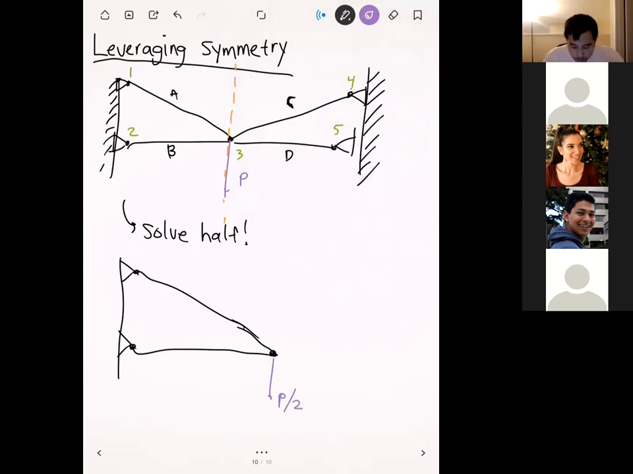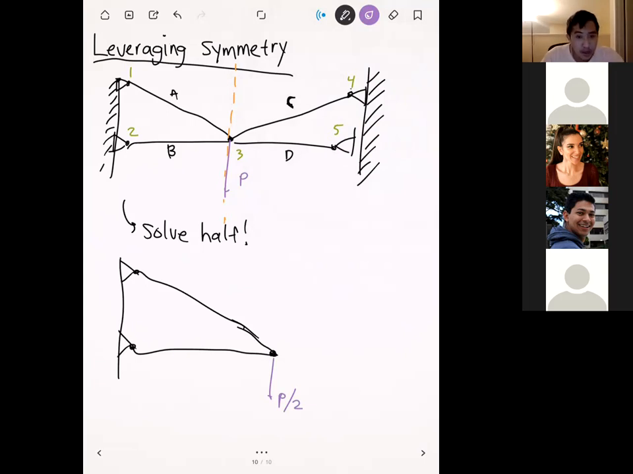Okay. And since we're cutting the structure in half, we need to cut the load in half as well. Okay, so we're only going to apply P over 2, because we're basically saying the other half of the structure is supporting the other load. Okay. And that's a nice thing. So we can cut the structure in half.